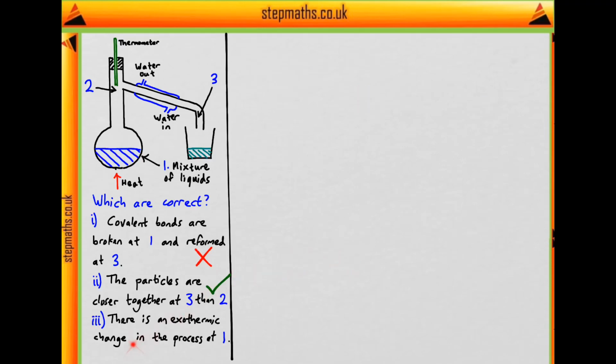And finally, statement 3 tells us there's an exothermic change in the process at 1. Is this correct? Well, we already found out that what's happening at process 1 is we're breaking the intermolecular forces in the liquid to form a gas, and that's all that's happening. So do you think this is endo or exothermic? Well, we know that breaking bonds or intermolecular forces requires energy, and forming bonds releases energy, and it's the balance of these two that decides whether it's endo or exothermic. So which one is this?